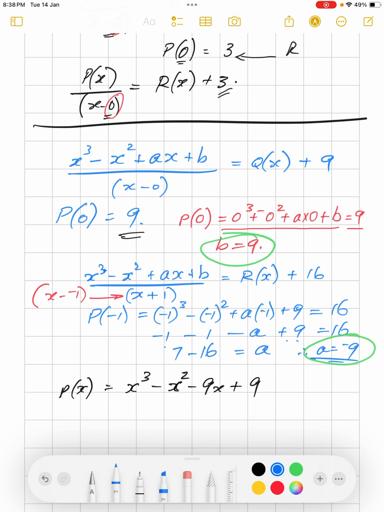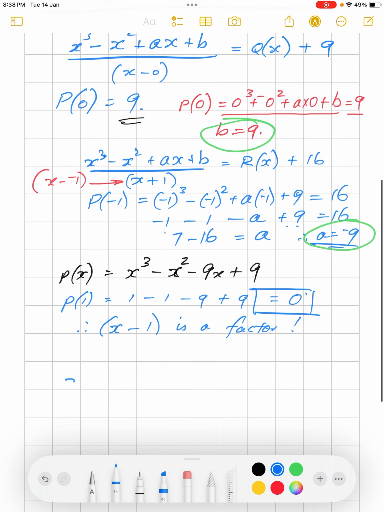So, let's try 1. Polynomial 1. 1 cubed minus 1 squared minus 9 plus 9. That makes 0, oh, how classic, that's great. So since we got a 0, we already know, therefore, x minus 1 is a factor, and that is using the factor theorem. Now, if it's a factor, it means we can divide x cubed minus x squared minus 9x plus 9. And here's the process.